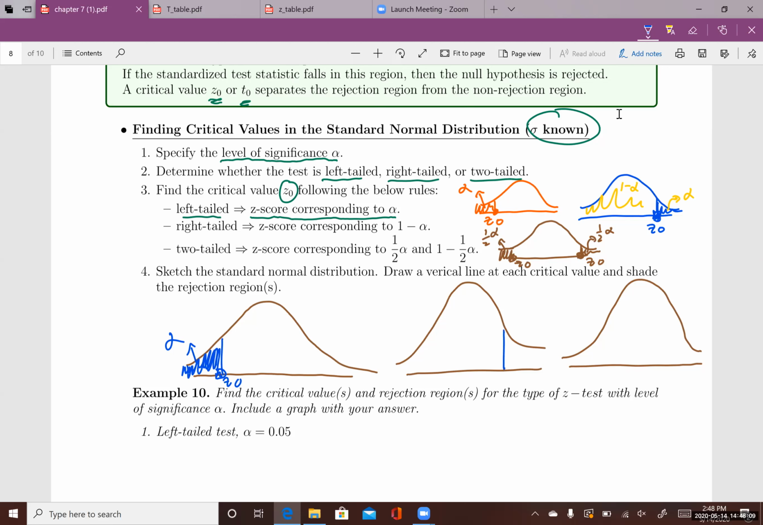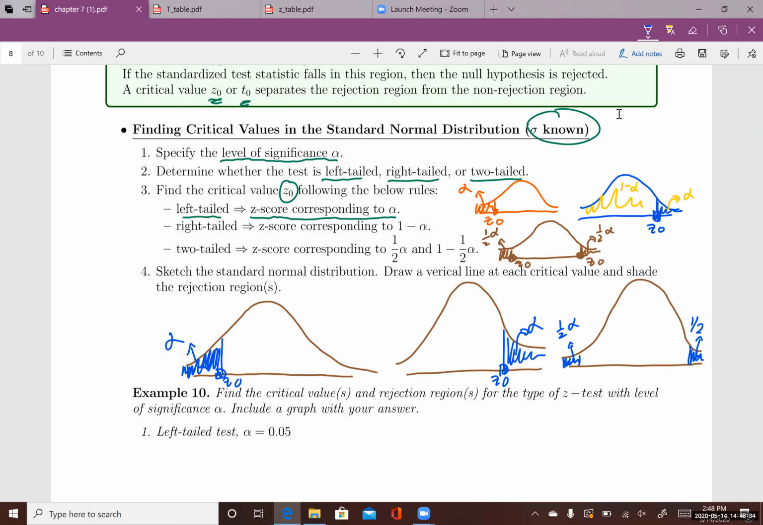If you have the right tail test, you have Z0, you have alpha here, then the shaded region on the right here is the rejection region. And if you have a 2-tail test, then you will have 1/2 alpha and 1/2 alpha here. So these 2 shaded areas here are the rejection regions.